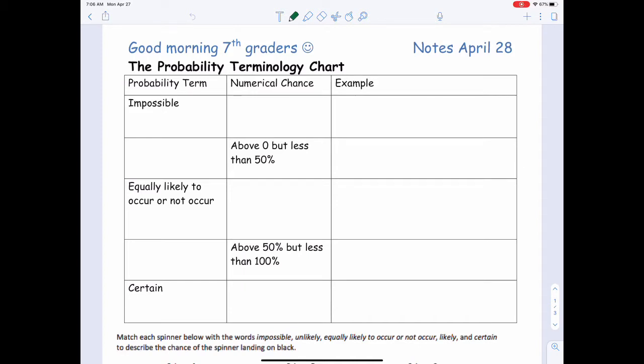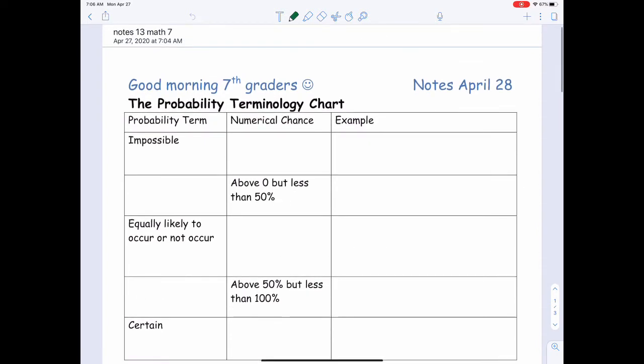So the term impossible, if you hear the word impossible, that means there's a 0% chance that something happens. Example, you see a T-Rex outside today. That's impossible. There's truly no chance that's going to happen. The next word after impossible, a little better than impossible, is unlikely. Hey, it could happen, but it's unlikely. It's anything above 0% but less than 50%.